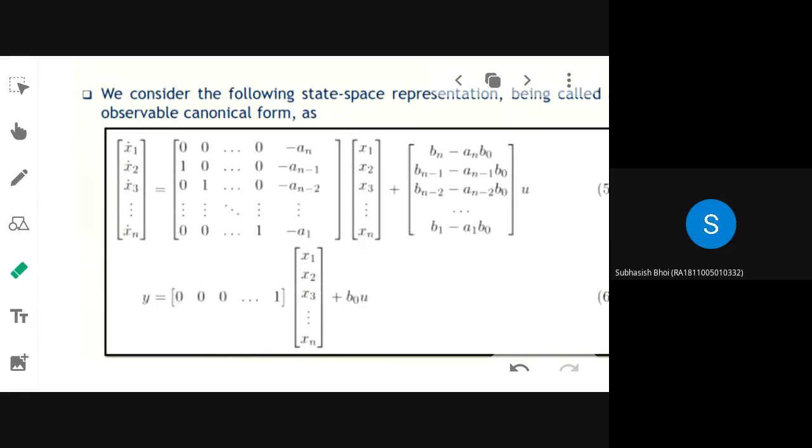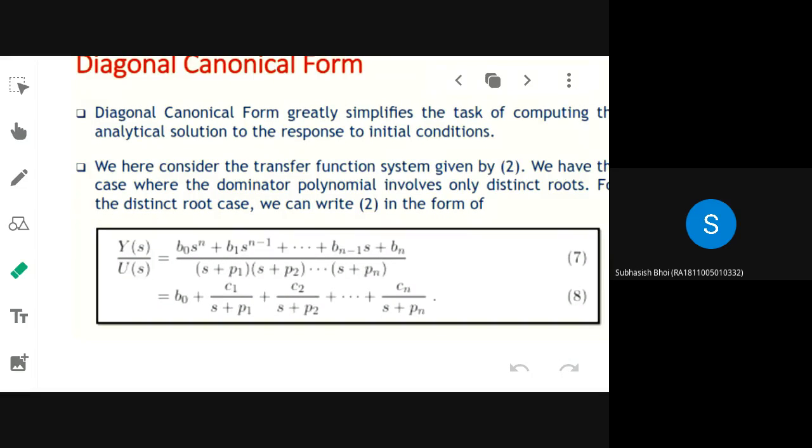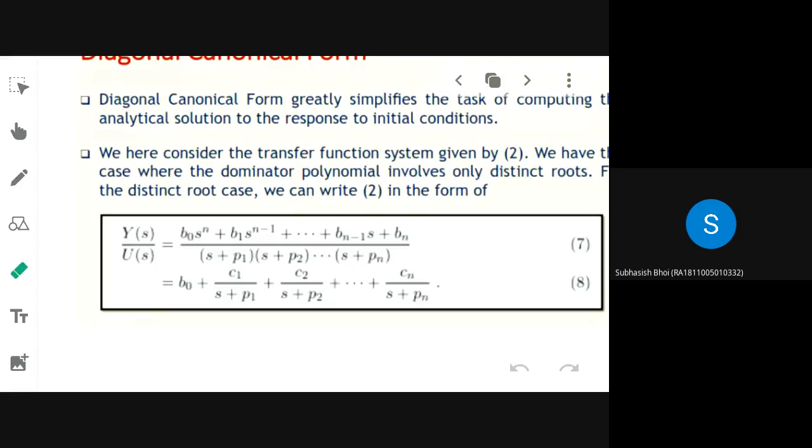Next comes your diagonal canonical form. Diagonal canonical form, if you want to obtain it, you have to take partial fraction expansion. After taking partial fraction expansion, you need to determine what are the constants C1, C2, Cn, then what are the poles that you are having, then what is B naught. With these, you will be forming the state space model, then it will be called a diagonal canonical form representation.